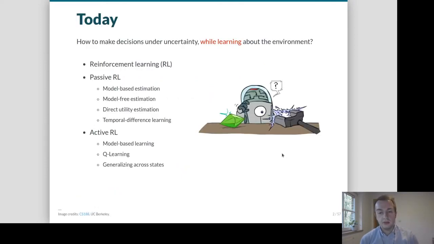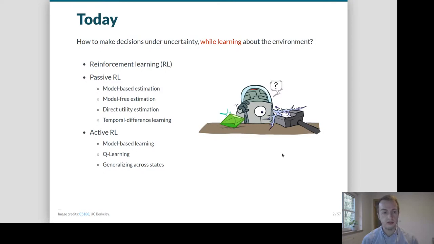So basically the topic of today's lecture will be about how to make decisions under uncertainty, which is similar to what we've talked about last week when we studied Markov decision processes. But there will be a fundamental difference, which is that we don't know anything about the environment. So we'll have to learn about the environment while making decisions. That problem is often known as reinforcement learning, or an approach rather to solve this problem is reinforcement learning.